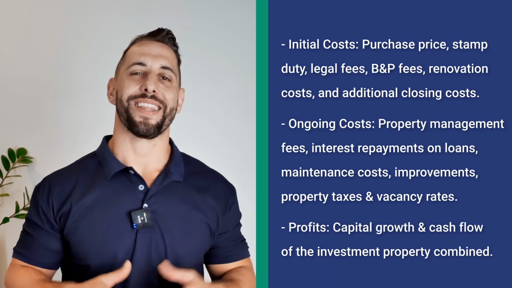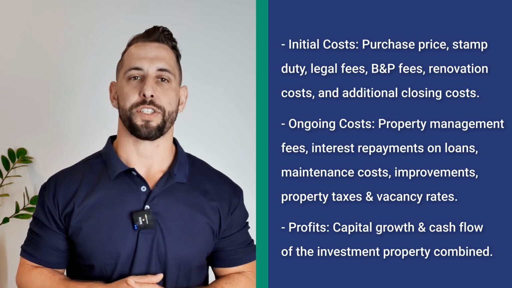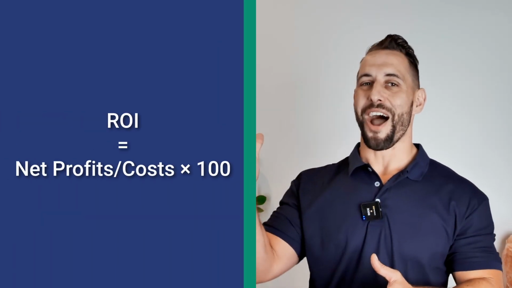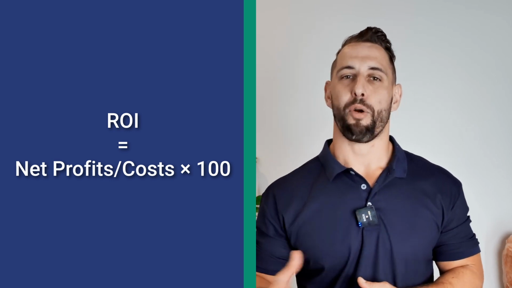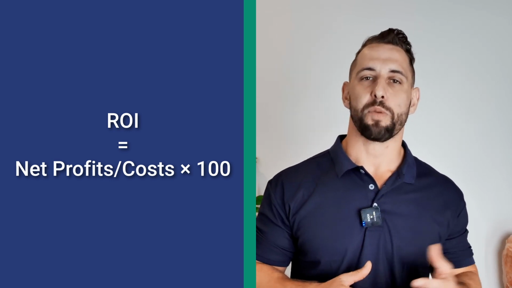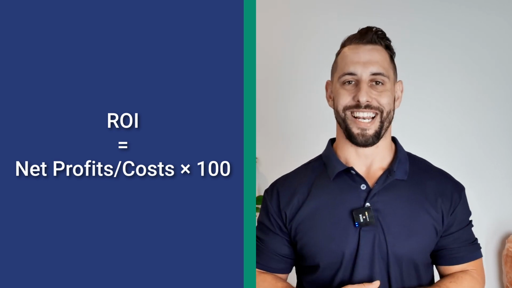Now, to my left, there will be a list of initial and ongoing costs, as well as profits. In regards to profits, various factors will affect the profitability of an investment property, such as market trends, rental demand, location, property condition, and personal investment goals. So make sure your research and analysis is spot on. Now, to my right will appear the formula for calculating ROI, which is the net profits divided by costs and multiplied by 100 to be expressed as a percentage.